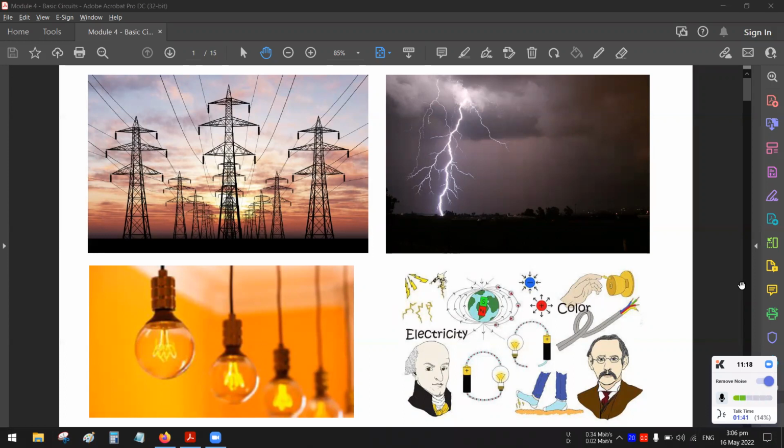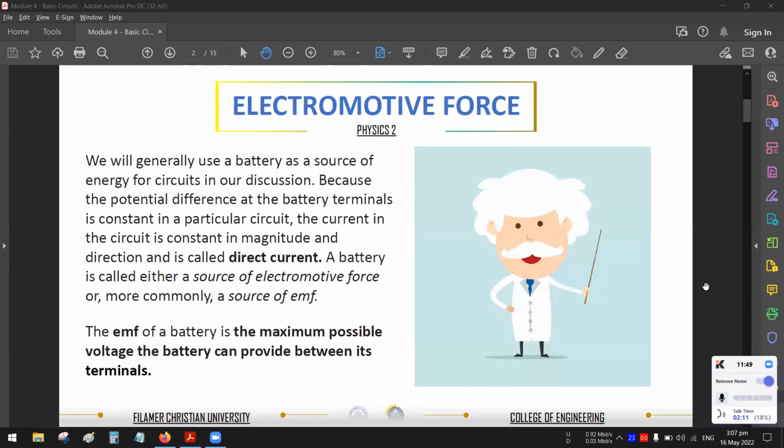Most of the circuits analyzed in our discussion are assumed to be in a steady state. When you say steady state, it means that the currents in the circuit are constant in magnitude and direction. A current that is constant in direction is what we call the direct current or DC. We will study that, but first we will discuss what is electromotive force.